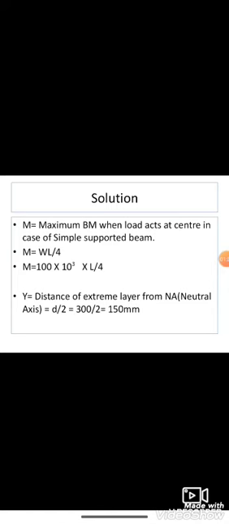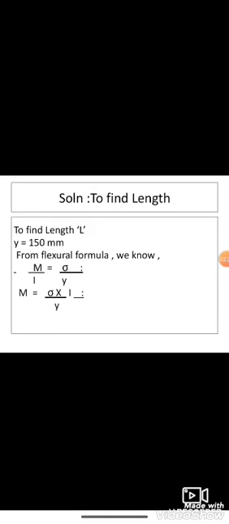So here we have to find the maximum bending moment M, which, when the load acts at center in case of a simply supported beam, is M equal to WL divided by 4. We have just seen this in the formula. M is equal to W, 100 into 10 raised to 3, into L divided by 4. Y is the distance of extreme layer from neutral axis, which is equal to D divided by 2, 150 mm. Solution to find length L: Y is equal to 150 mm.